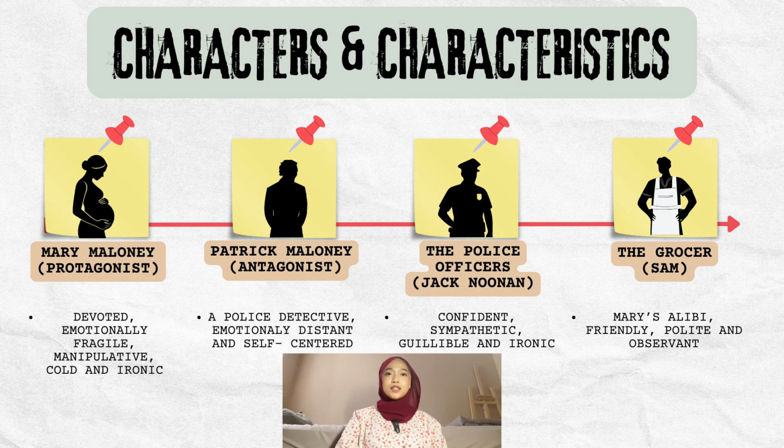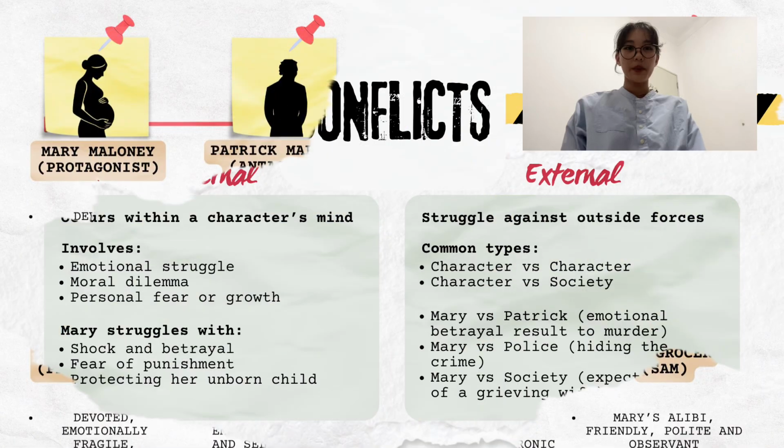And then we have the police officers, including Jack Noonan. They are confident and sympathetic towards Mary. However, they are also gullible, as they fail to realize the truth even when the evidence is right in front of them. The last character is Sam the Grocer. He is friendly, polite, and observant. He helps Mary establish her alibi without suspecting her.